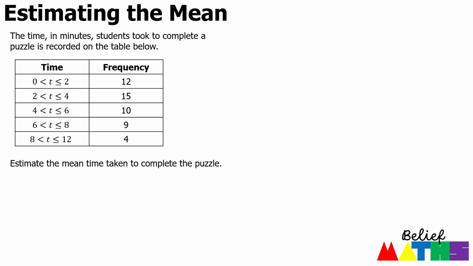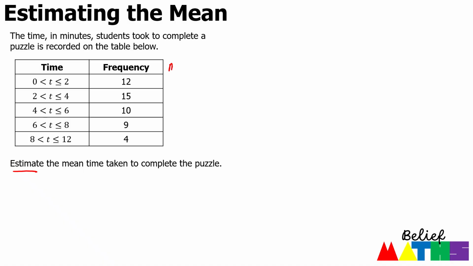Now, coming up on our last couple of topics. This one is estimating the mean. The time in minutes the student took to complete a puzzle is recorded below. Work out an estimate for the mean time to complete that. The reason we're estimating is because this 12, for example, means that 12 students took between 0 and 2 minutes, but we don't know how long they took. So to be fair, we're going to assume they were all in the middle.